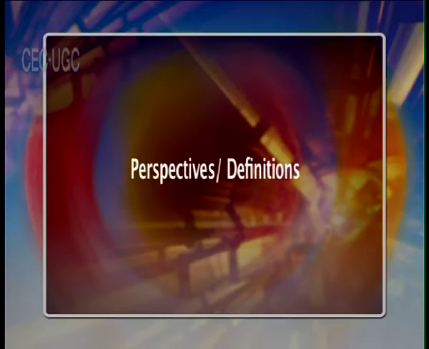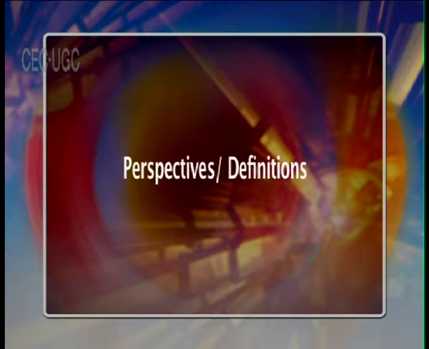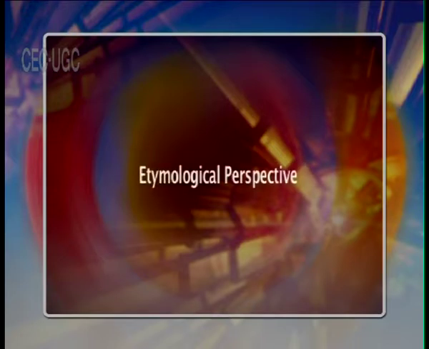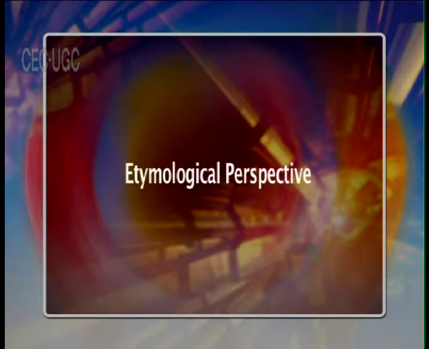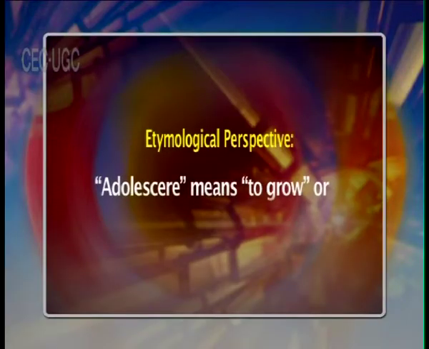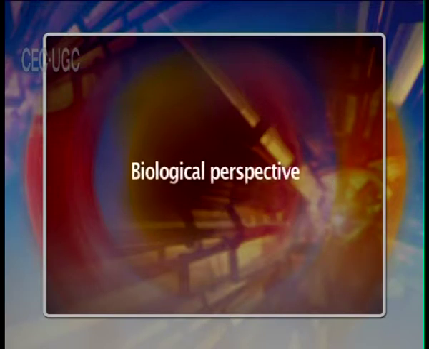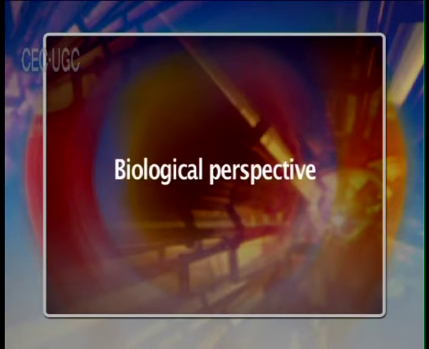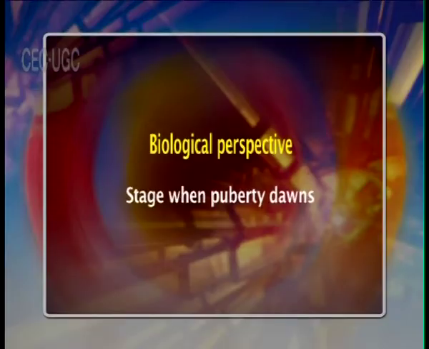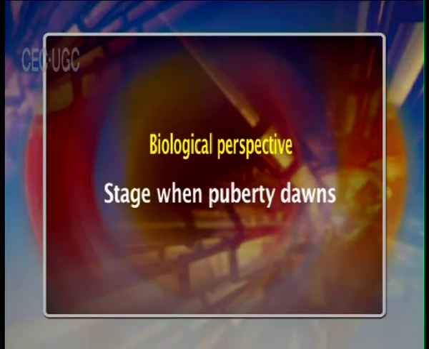Now we will discuss perspectives or different definitions of adolescence. First, etymological perspective. The term adolescence comes from the Latin word adolescere, which means to grow or to grow to maturity. Second, biological perspective. From the biological point of view, adolescence is the stage when puberty dawns.